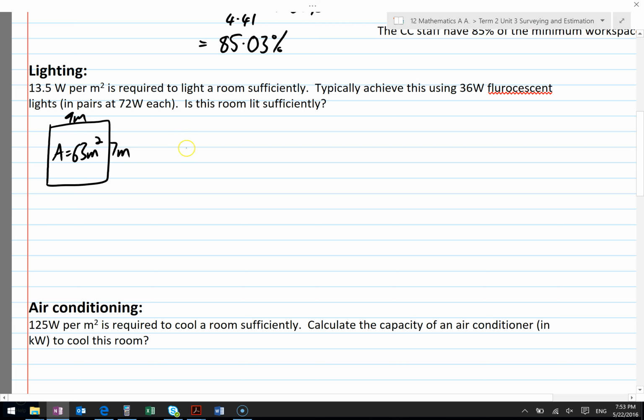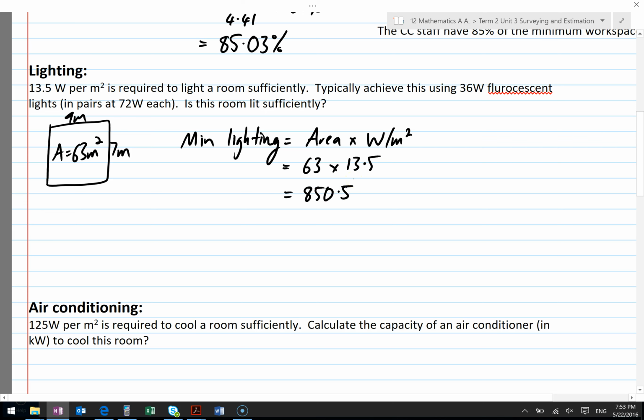Okay, let's have a look at the minimum lighting required. It'll be the area of the room times the number of watts per meter squared required. So this 63 meters squared times this 13.5 watts per meter squared. So we need 850.5 watts. Okay, so we would think about how many fluorescent lights we would need.